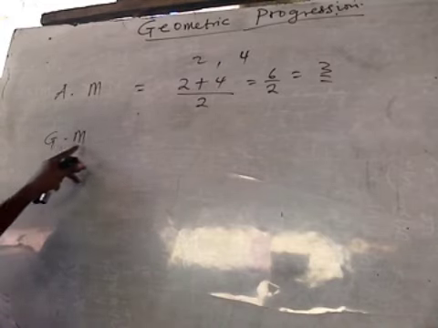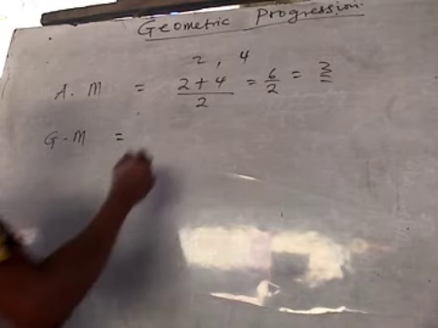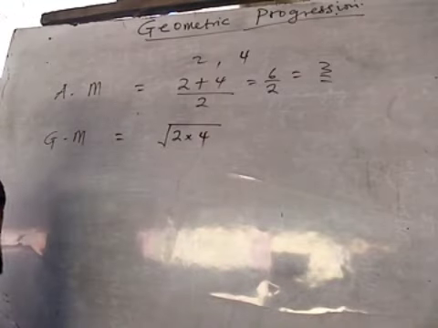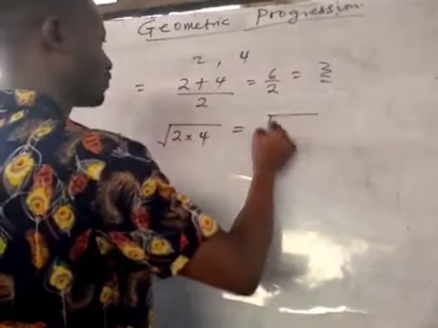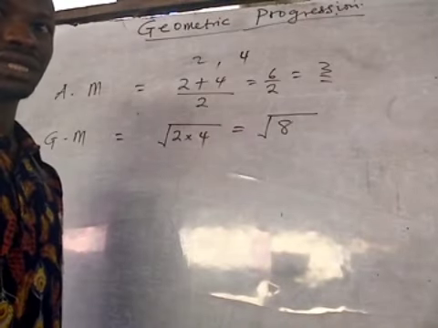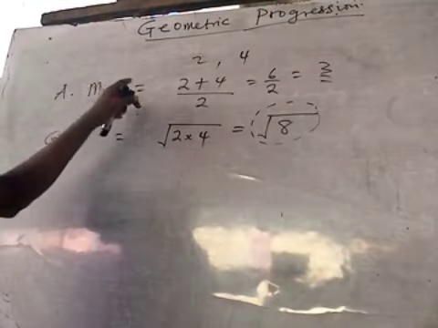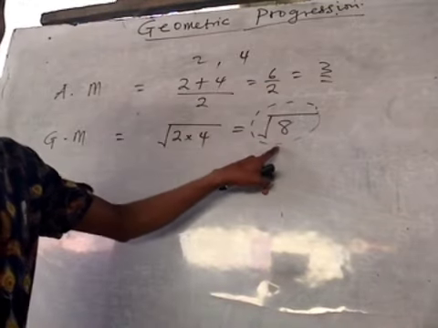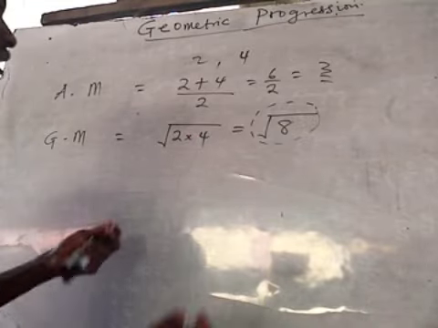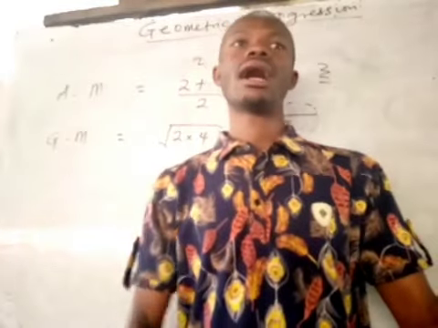In the same vein, if you are now asked to find the geometric mean, GM, if you're asked to find the geometric mean of two numbers, it is given by the formula as the square root of 2 times 4, which will just give us the square root of 8, which you can evaluate to get whatever value it would yield. So you can see that there is a big difference between arithmetic means and geometric means.